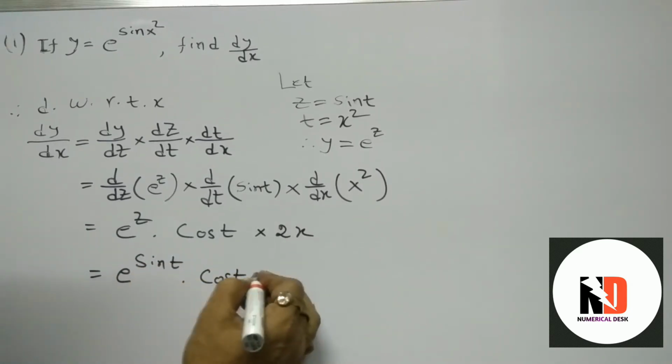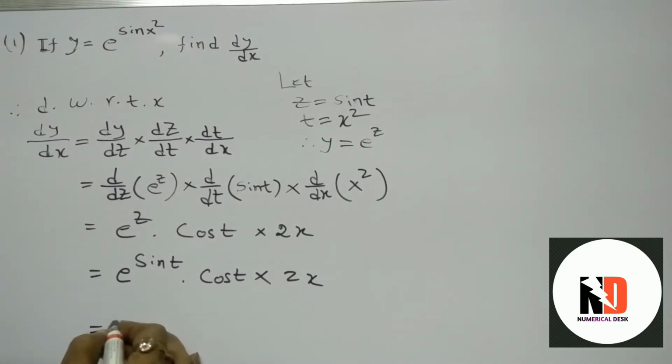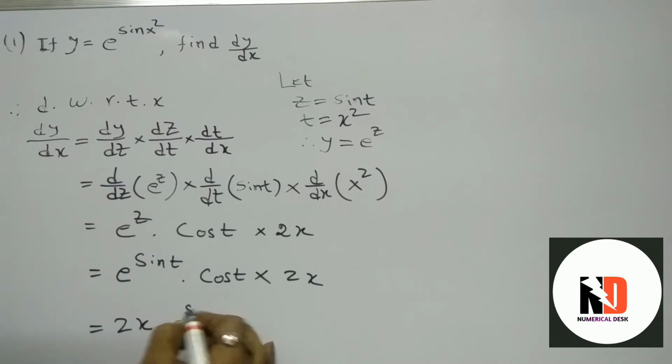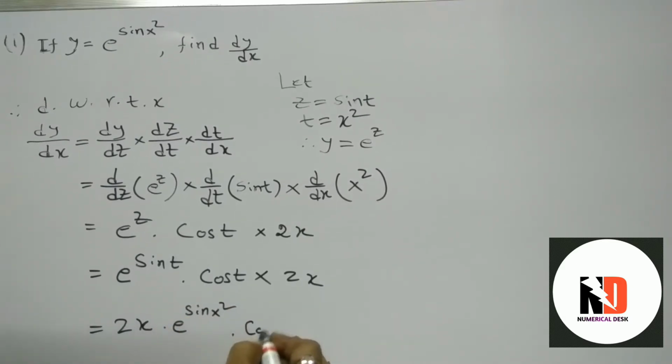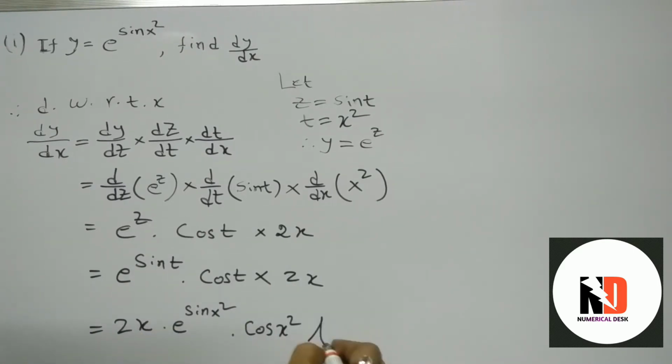So putting the value of z, e to the power sin t, cos t, it is a very simple sum. And the second sum we shall do now. And now see what is going on. So putting the value of t, and 2x already written down the first time, so this is done. So this is the answer.